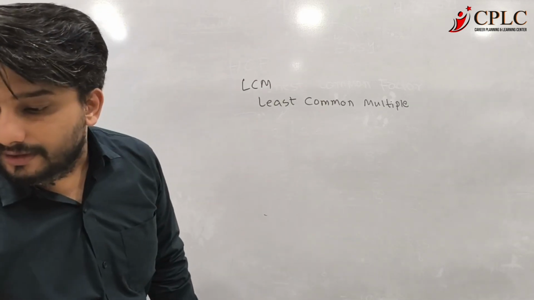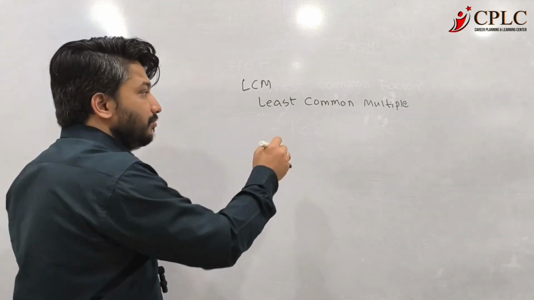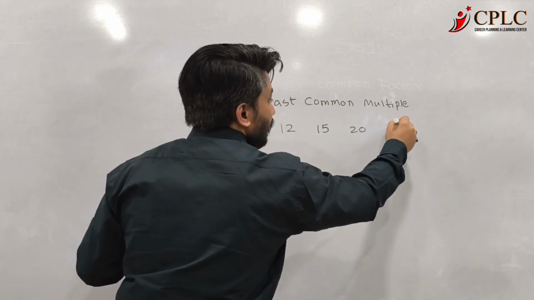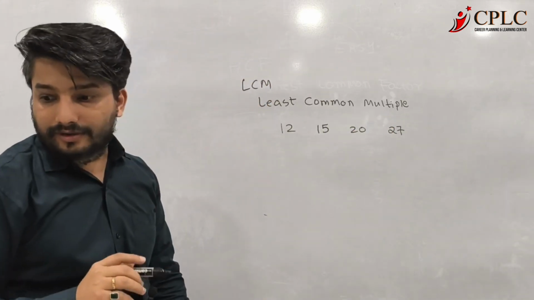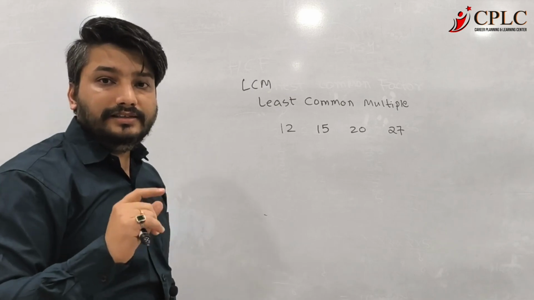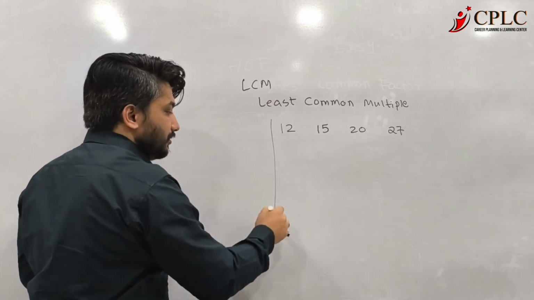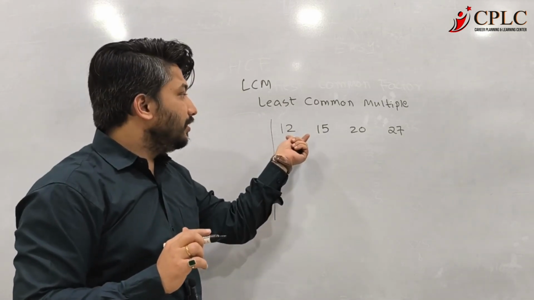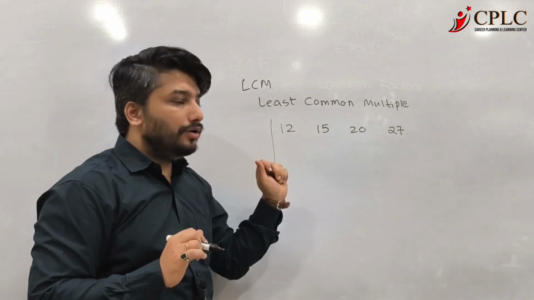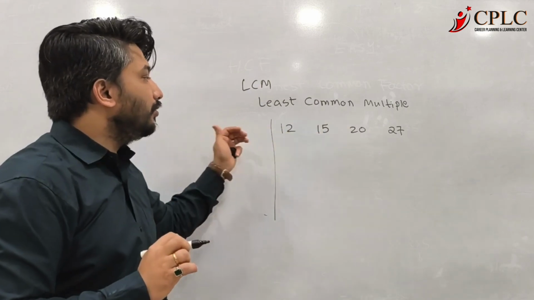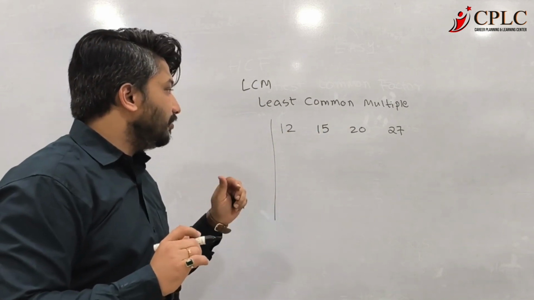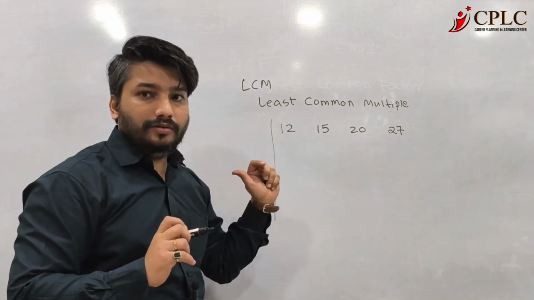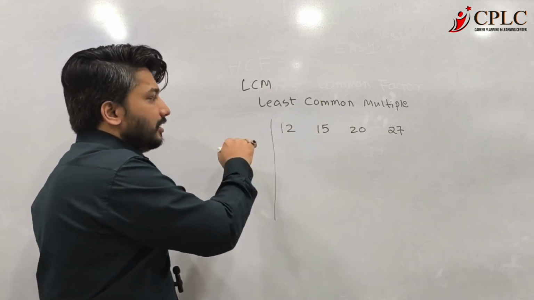Let's take one more example. So the numbers are 12, 15, 20 and 27 for example. So if we want to find their LCM, how do we go about this? So now clearly you will understand something after looking at the numbers, that a few of the numbers are even and a few are odd numbers. So there is no particular common factor between all of these. So we can start with anything. We can start with even numbers or we can start with odd numbers. The choice is ours. So suppose let's start with even numbers.